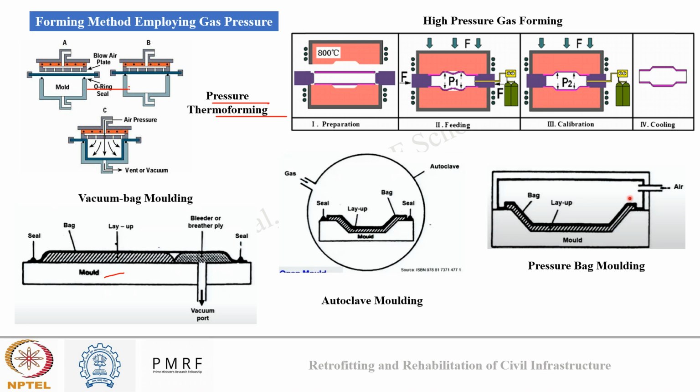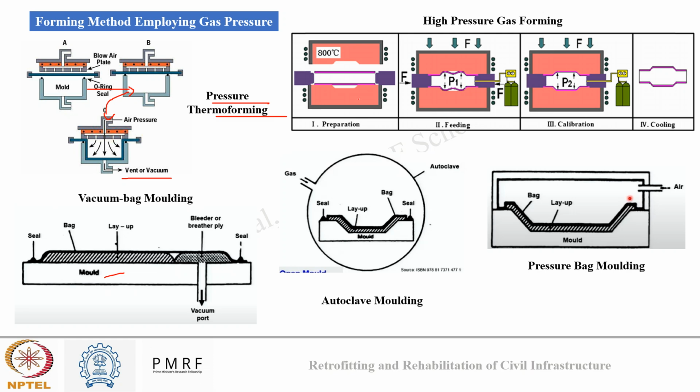So when the gas pressure is employed, my feed material will compress in the mold and take the desired shape, while the gas will be released to the vent or the vacuum at the base, and this will make my feed material take the desired shape.